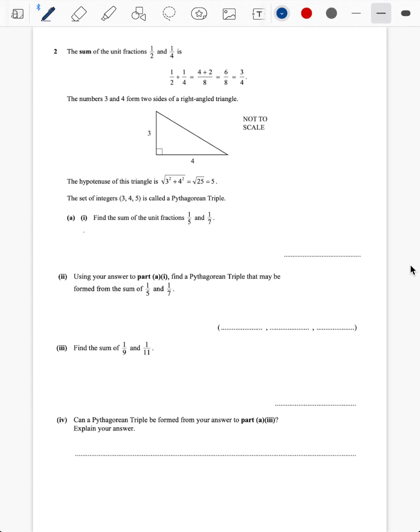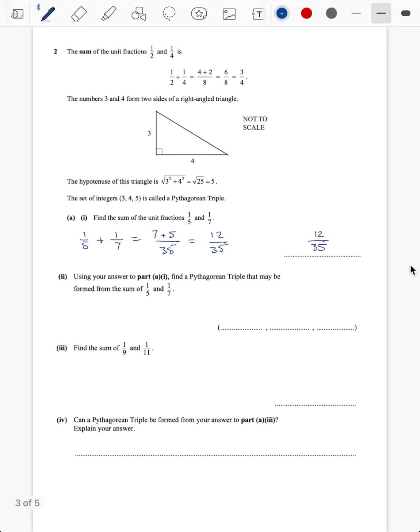So that's going to be 1 over 5 plus 1 over 7, which is going to equal, it's going to have a denominator of 5 times 7, 35, and it's going to be a 7 plus a 5. So it's going to be 12 over 35. Okay, fine, that's my answer.